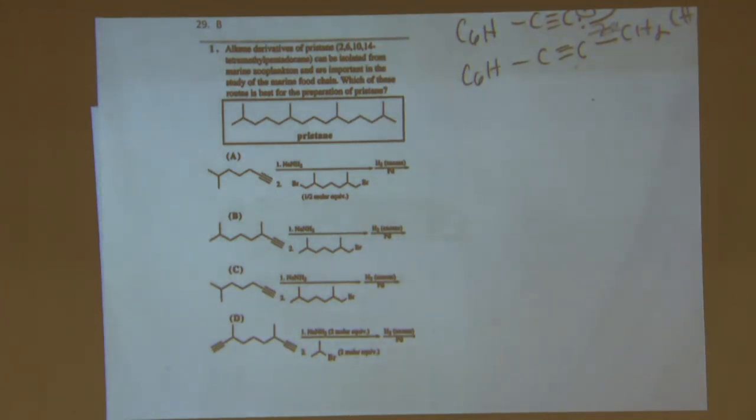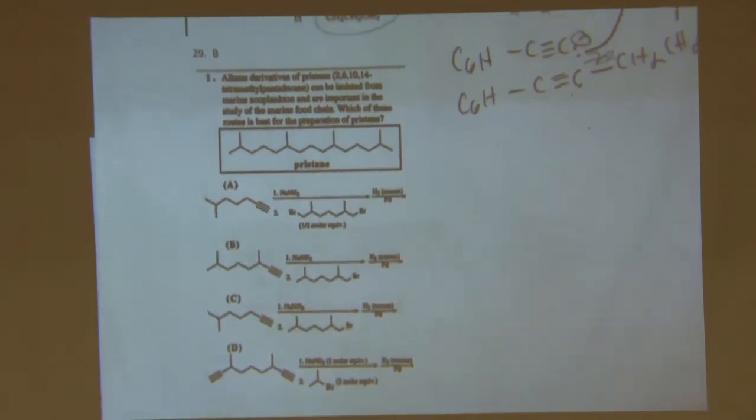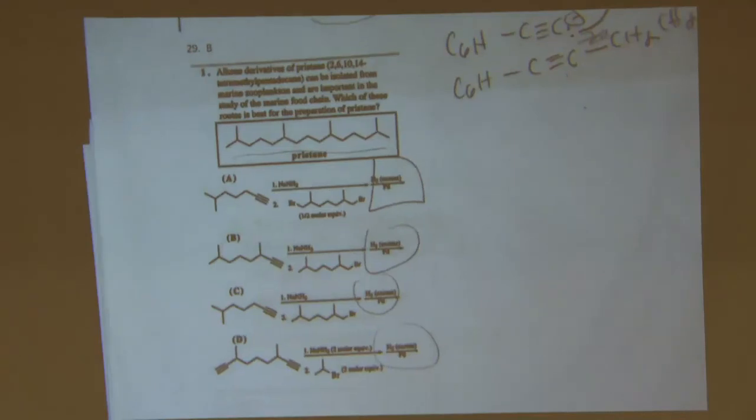So let's see. So we basically just need to add two carbon groups together and then reduce our triple bond with H2/Pd to give you this group.